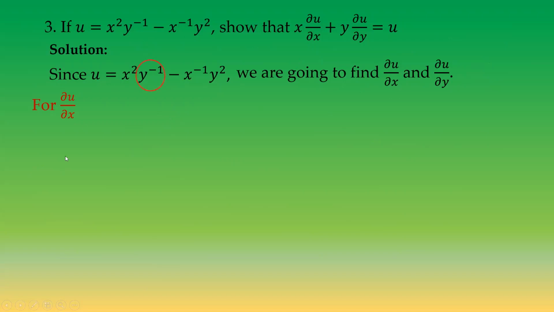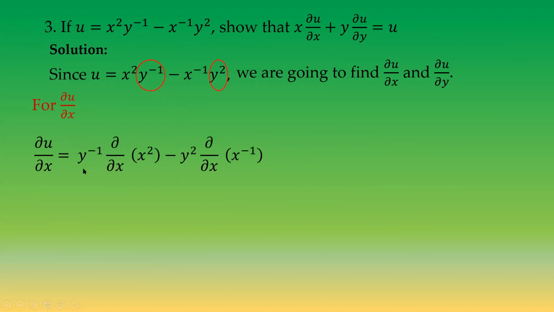So yung y raised to negative 1 saka yung y squared, pareho siyang magiging constant, kasi nga tayo ay with respect to x. So x lang ang variable natin dito, saka yung u. Now, differentiate natin.